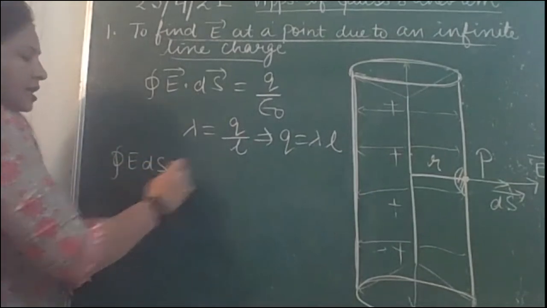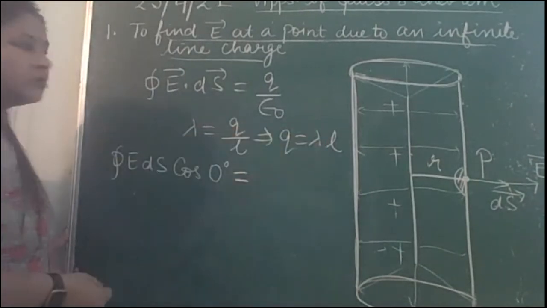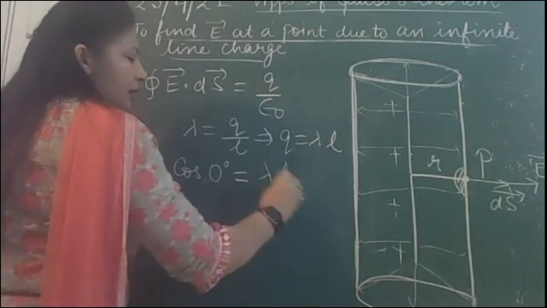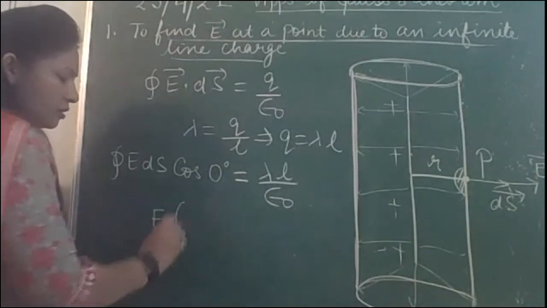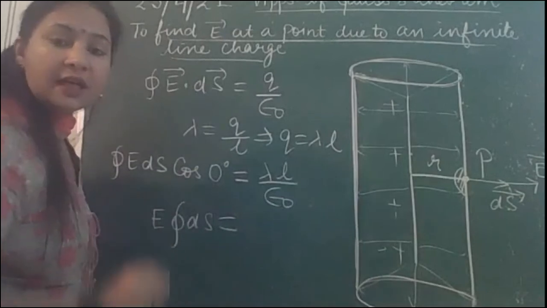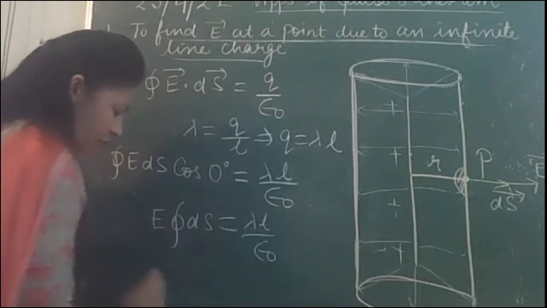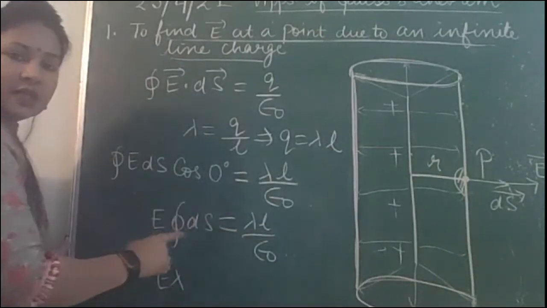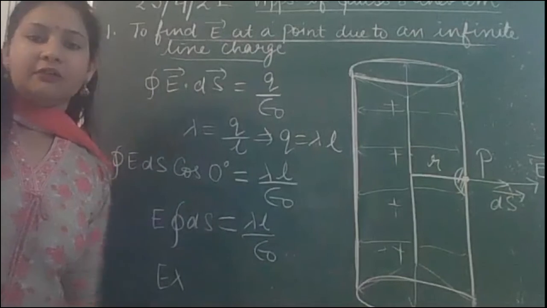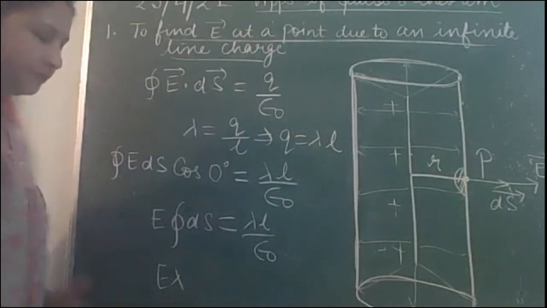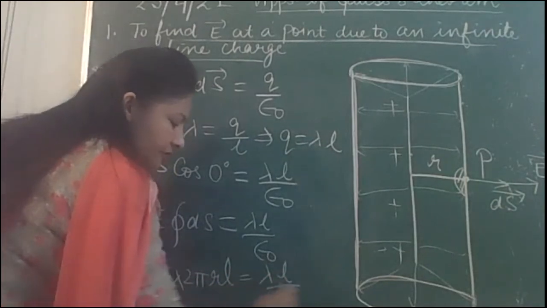Integral E dot ds is E ds cos 0 degrees, because the angle between E and ds is 0 degrees according to our diagram. Put Q equal to lambda L. Cos 0 is 1. Take E out, because according to our definition, electric field is constant at every point of the Gaussian surface, so we can take it out of the integral. Now, integral ds means what is the area of this Gaussian surface? What is the area of this cylindrical surface? That is 2 pi RL. So 2 pi RL is the area of this Gaussian surface.